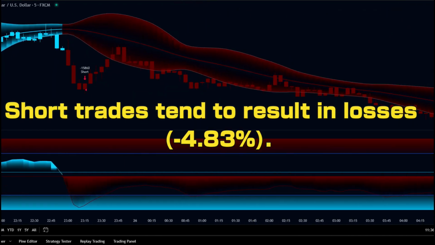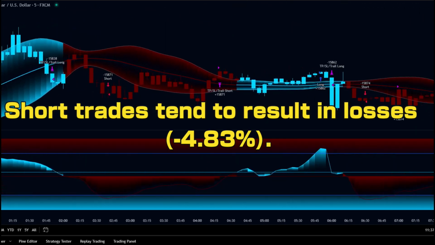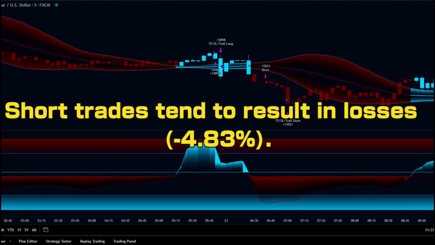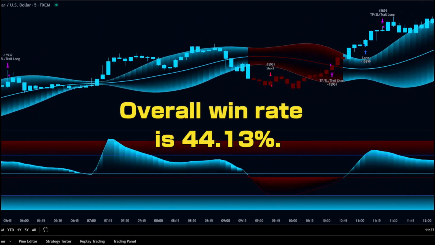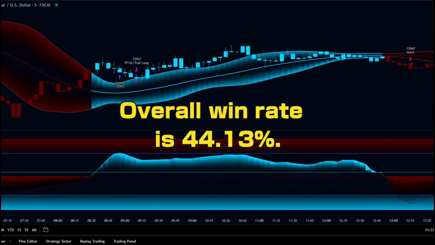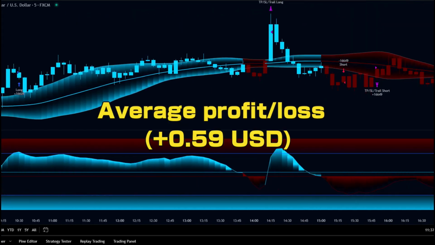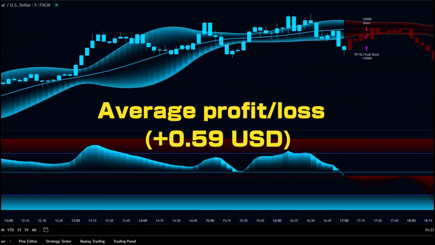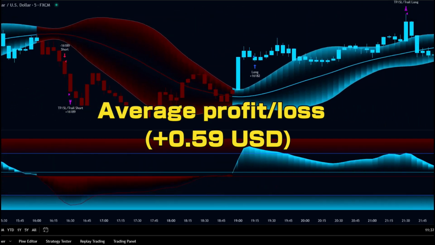Areas for improvement. Short trades show a tendency for losses, with a significant 4.83% drawdown, indicating inconsistent performance when used alone. Overall win rate is relatively low at 44.13%, suggesting that refining entry filters or conditions could improve accuracy. With an average profit of only $0.59 per trade and a high trade frequency, transaction costs could become a concern.